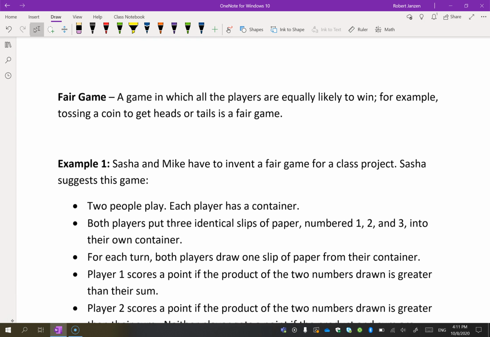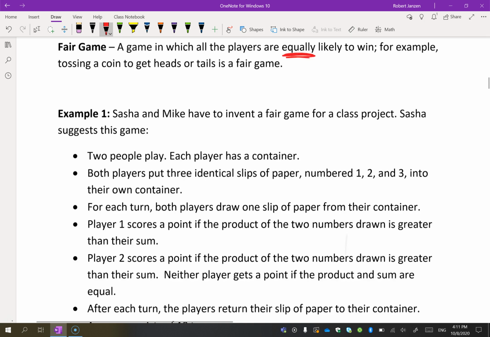Let's talk about what a fair game is. A fair game is a game in which all the players have an equal chance to win. Okay, for example, if we both have a coin, and if you get a tail and I call heads, then we have a 50-50 chance of winning. We both have an equal chance of winning.